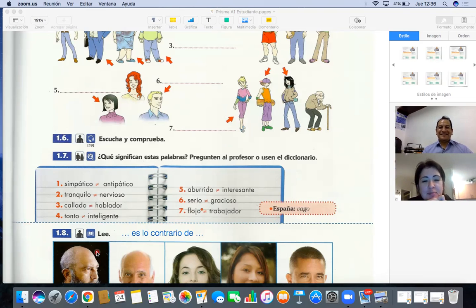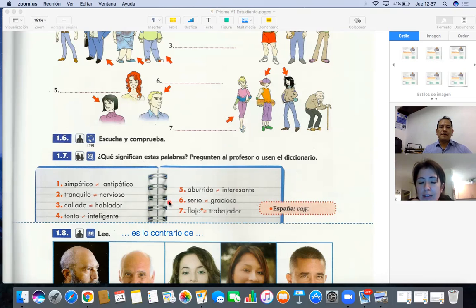Sí, correcto. Vamos con 5. Aburrido es lo contrario de interesante. So like you're boring and the contrast to you're interesting. So we're describing people. Boring is the opposite of interesting. Someone who's not interesting is boring. Just so to say. 6.